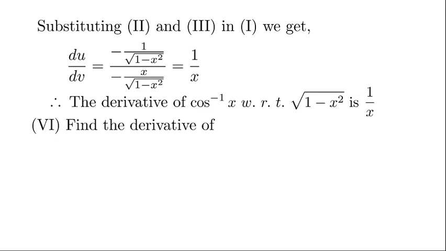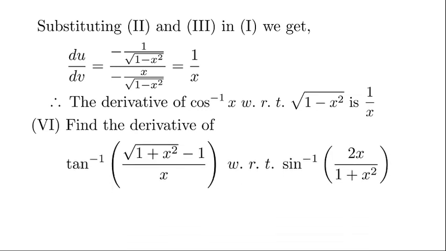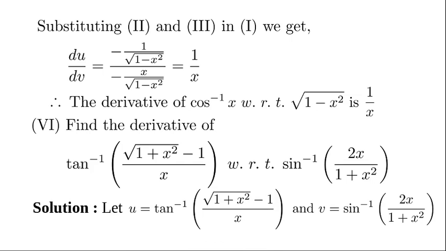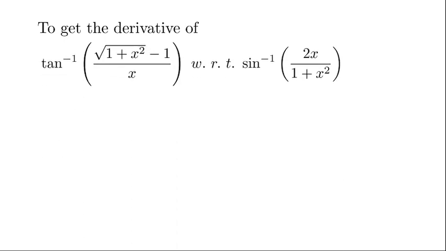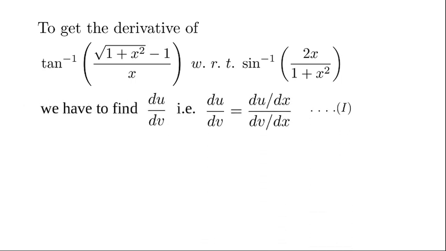And in the next one, we are asked to find the derivative of tan inverse of root of 1 plus x square minus 1 upon x with respect to sin inverse of 2x upon 1 plus x square. Let u equal to tan inverse of root of 1 plus x square minus 1 upon x and v equal to sin inverse of 2x upon 1 plus x square. We have to find du by dv, that is, we have to find du by dx upon dv by dx.